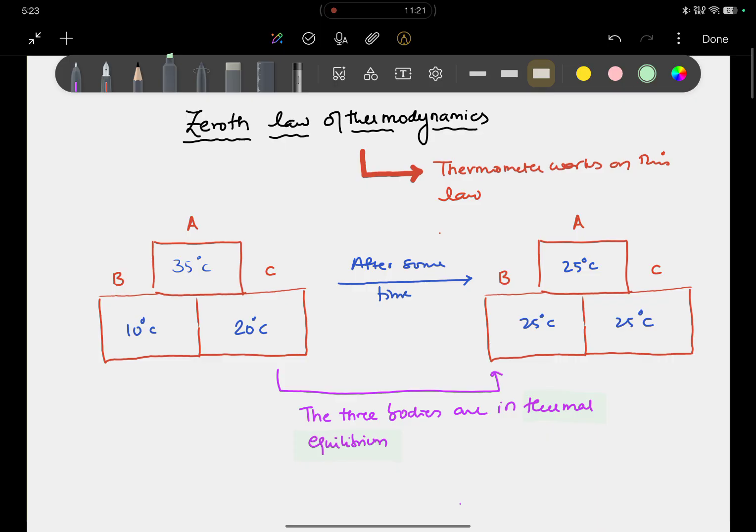Now let us read the definition as in your textbook. If two systems are separately in thermal equilibrium with a third one, then they tend to be in thermal equilibrium within themselves. So if A and B are already in thermal equilibrium with C, then when they come in contact with A, automatically all three will be in thermal equilibrium among all the three. That is what the law is saying, and this is the law used in thermometers.